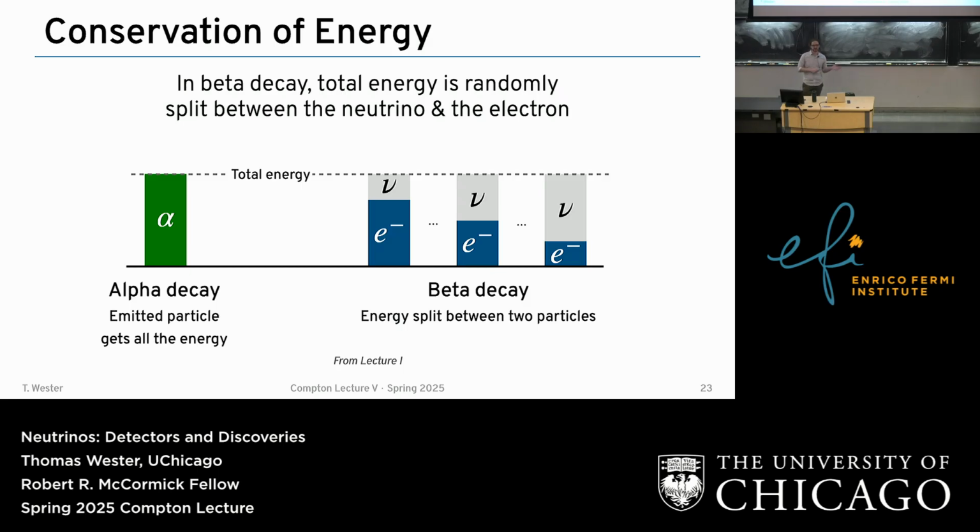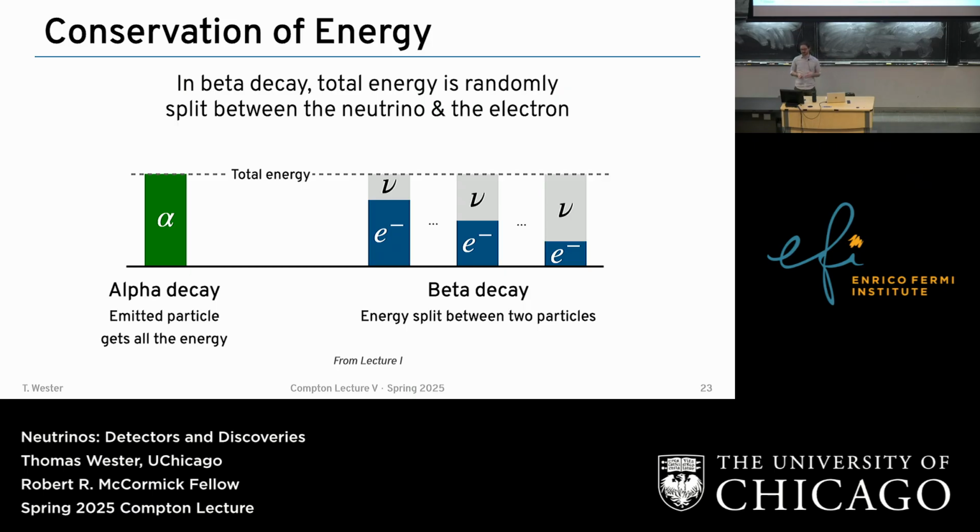So back in the first lecture when I introduced beta decay, we differentiated it from another decay called alpha decay. And in alpha decay, the alpha particle gets all of the energy. And so it was very clear that energy was conserved in this process. But when the neutrino was being discovered, it was not clear what was going on. It wasn't clear that there was a second particle in the beta decay.